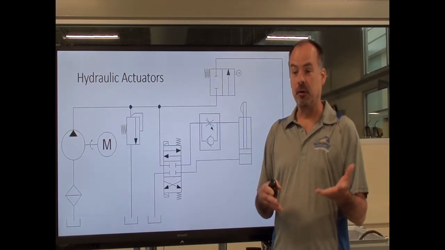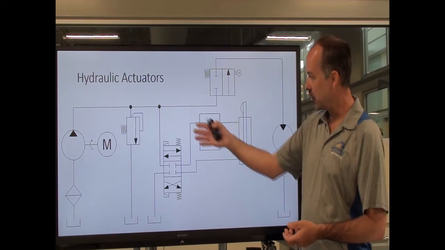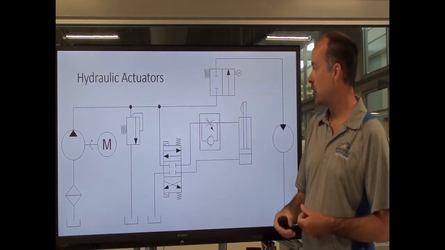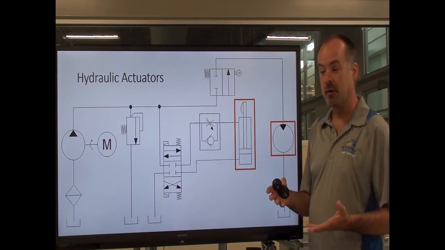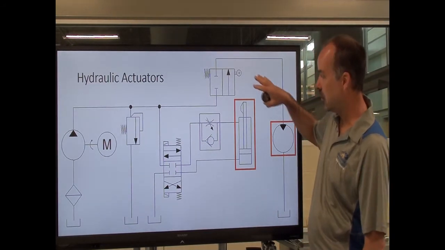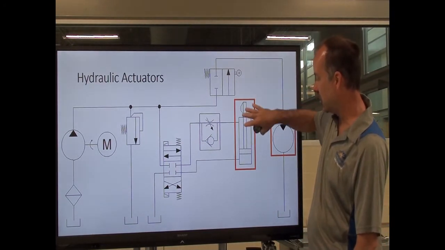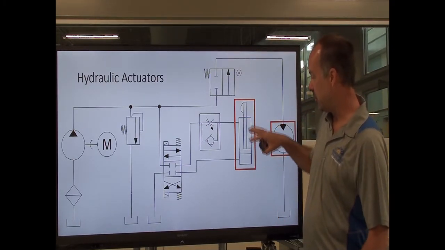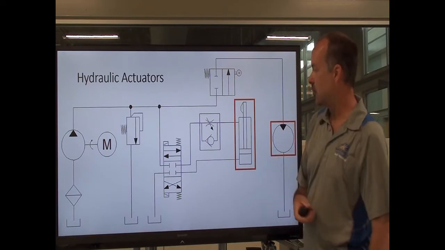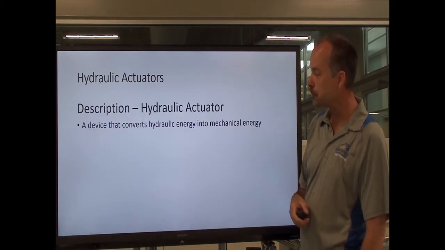So as we've been going through this class, we've been concentrating on this one hydraulic schematic, and today's presentation is going to cover actuators. So in this circuit, our actuators here, we have a hydraulic cylinder and we have a hydraulic motor. So these are the types of components we're going to focus on today.